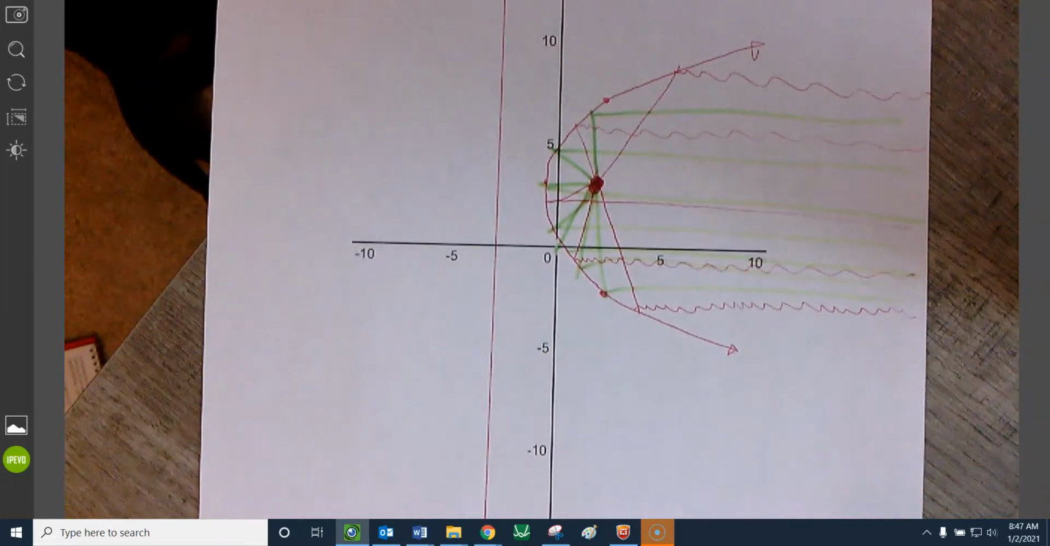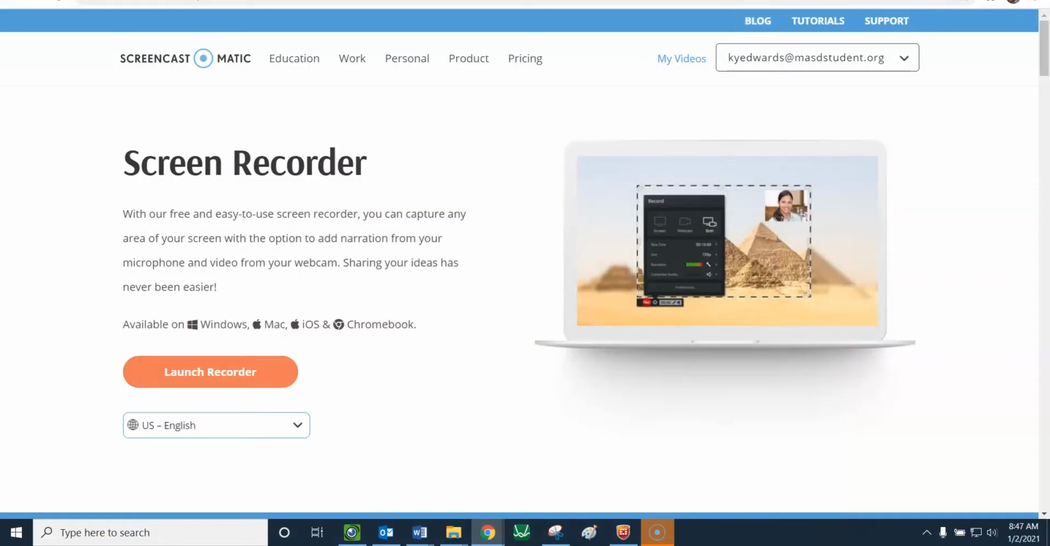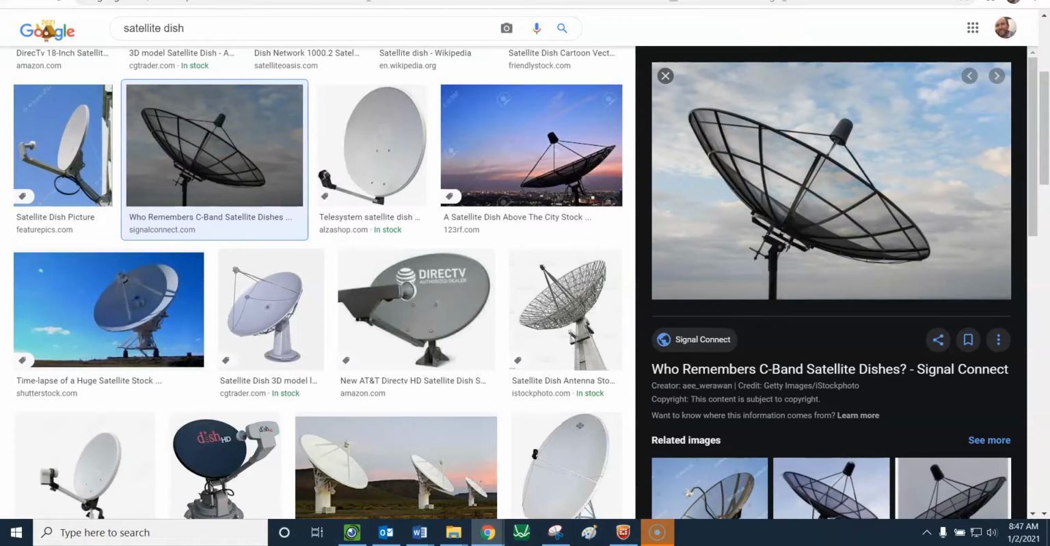You don't know, don't worry. I have the examples I was going for right here. Here's the first one. How about a satellite dish? These satellite dishes, you'll notice they all have this specific point in the middle of them.